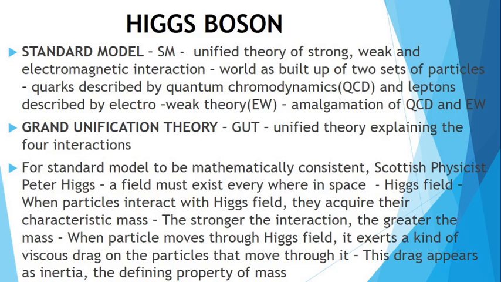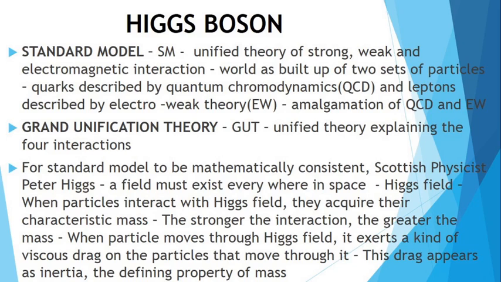So when particles move through this Higgs field, or interact with the Higgs field, they acquire their characteristic mass. So Peter Higgs said that particles acquire mass when they move through this Higgs field. How? So this Higgs field exerts a kind of viscous drag on the particles that move through it. Think of a particle which is moving through space, and according to Peter Higgs, the space is filled with the Higgs field. So the particle is moving. Now the Higgs field is exerting an opposing force on that particle. So it exerts a kind of viscous drag. You know that viscous drag is a force that opposes the motion of the particle, isn't it?